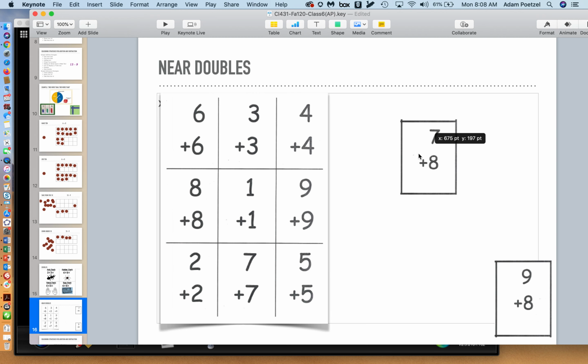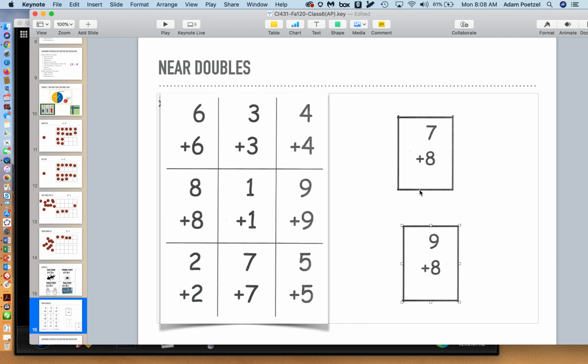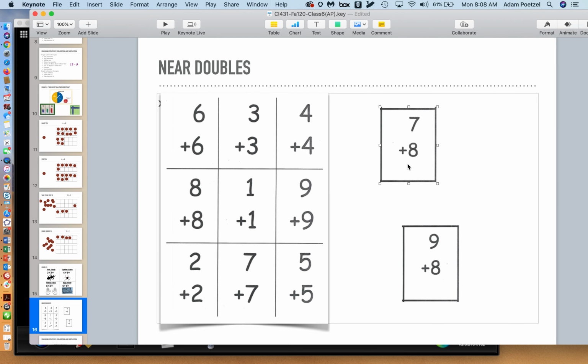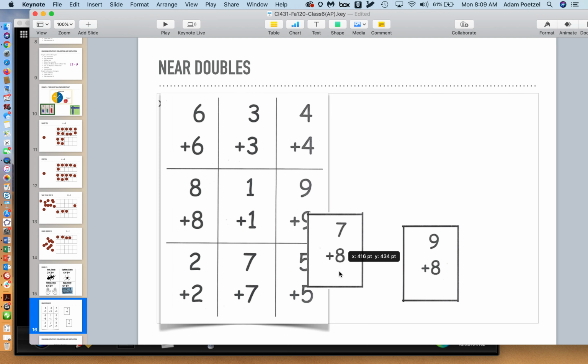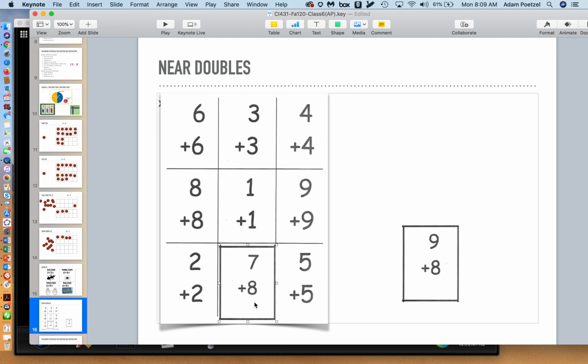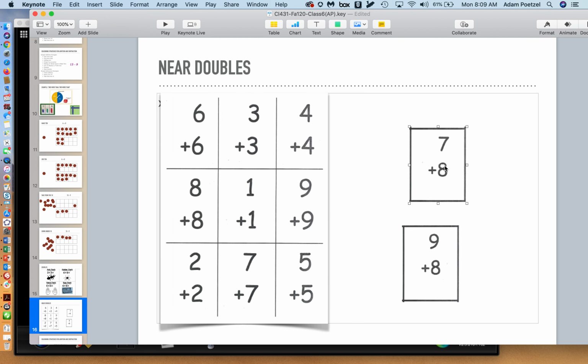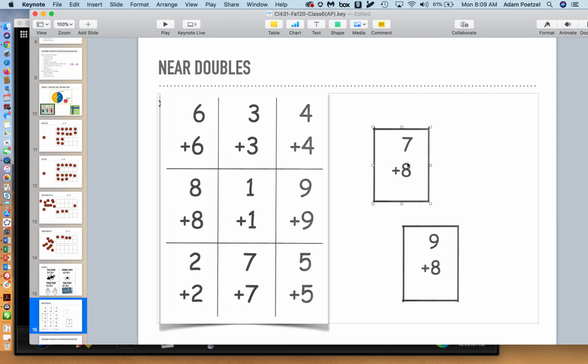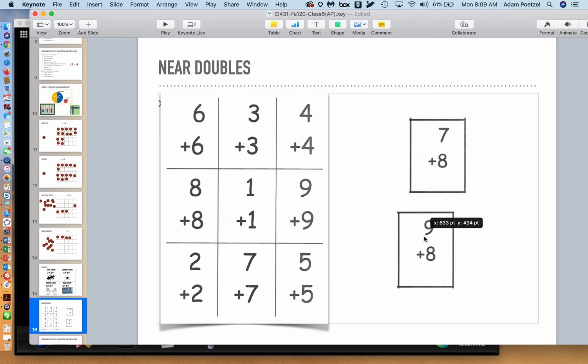For example, here's a little game to work on the strategy of near doubles. Let's suppose I wanted to figure out 7 plus 8. The way this works is students are supposed to say which doubles fact would help them get that, and how. So for example, they might say, oh, I'll build on 7 plus 7, because 7 plus 7 is 14, and this is just one more, so it would be 15. Or they might say, I could use the doubles fact 8 plus 8, because 8 plus 8 is 16, but this is 7 plus 8, it's one less, so it's only 15. So that's just a little way of helping encourage that strategy.